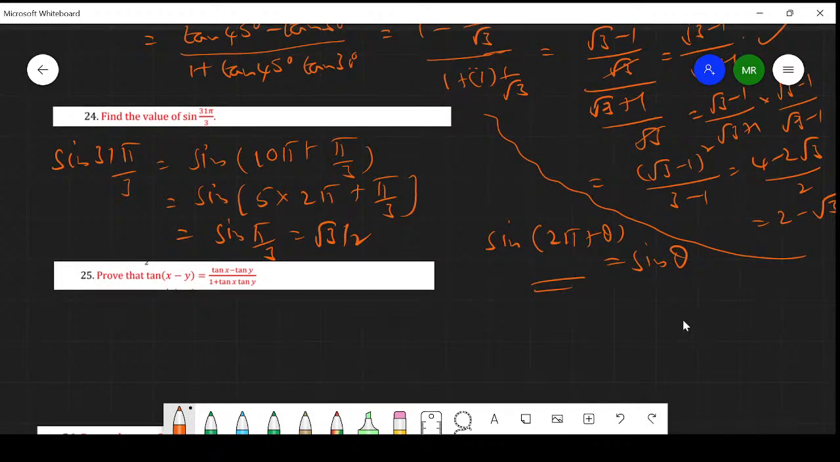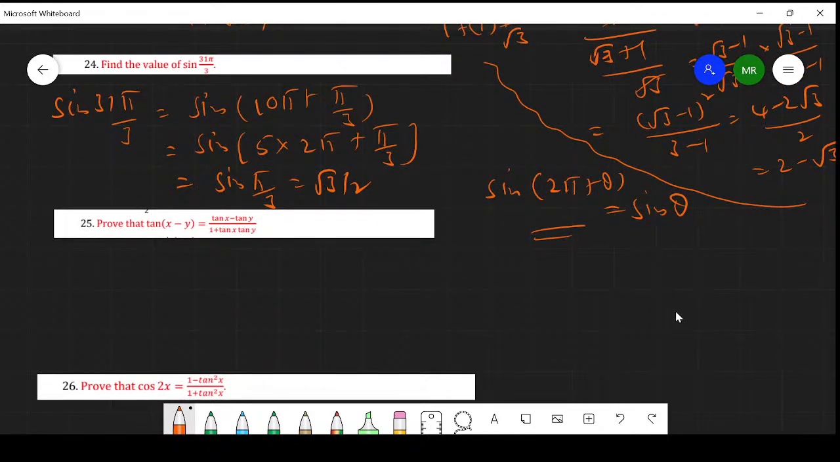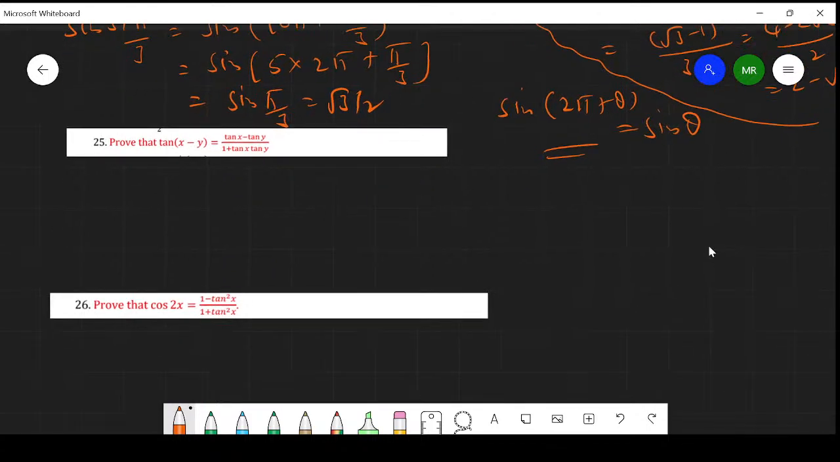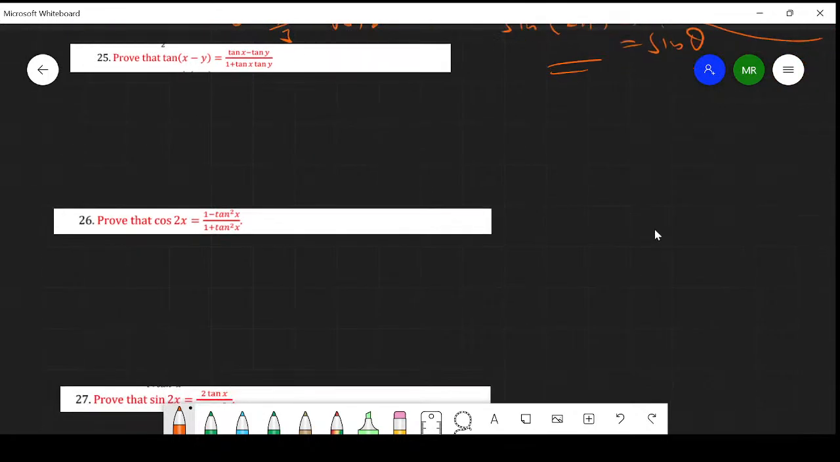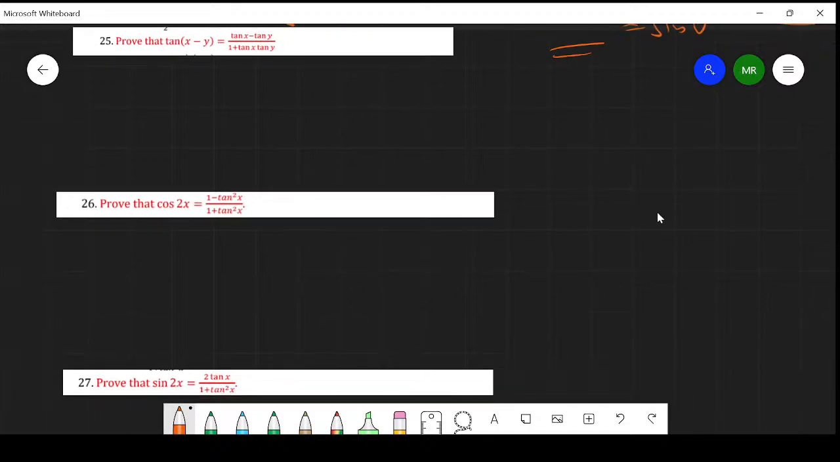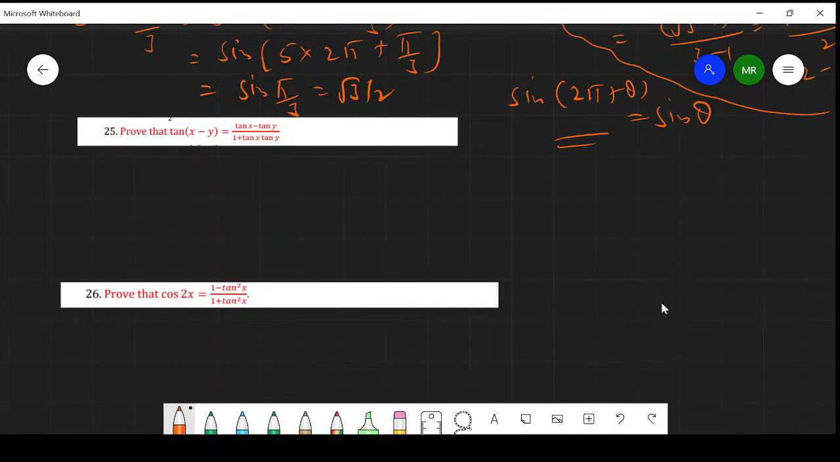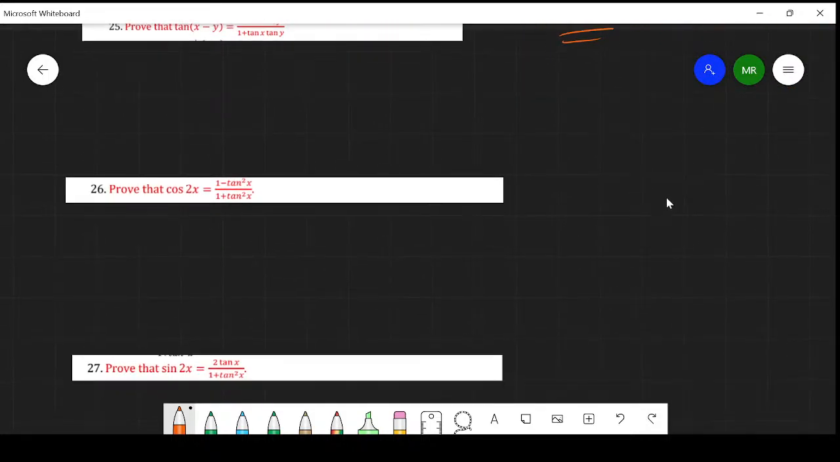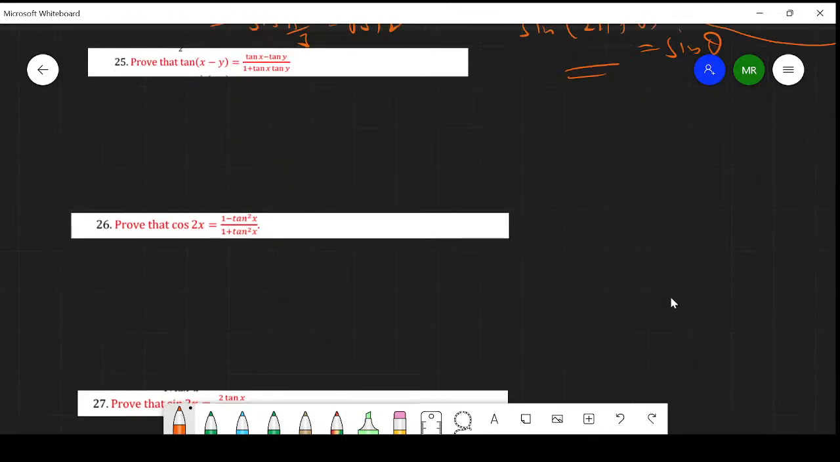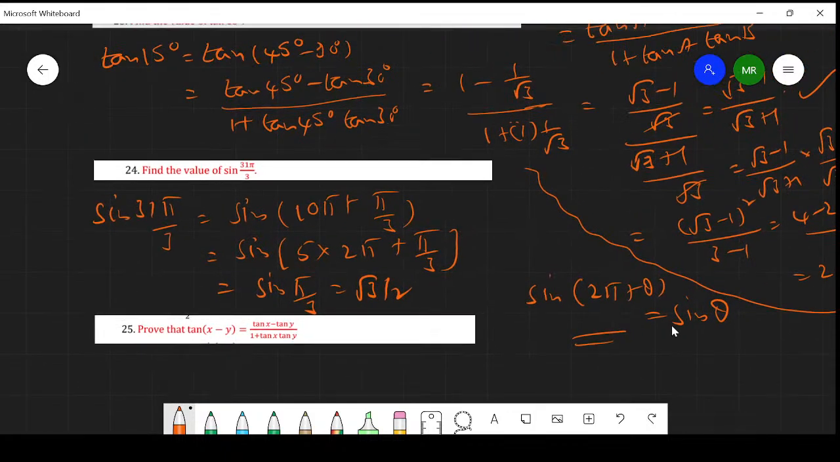The other ones are derivations only. Prove that tan of x minus y is tan x minus tan y by 1 plus tan x tan y. You can try this, or tomorrow's session also I can do this. Prove that cos 2x equals 1 minus tan square x by 1 plus tan square x. Only formula derivations. Prove that sine 2x is 2 tan x by 1 plus tan square x. Only these are the questions, and if you want, you can repeat them in the next class.